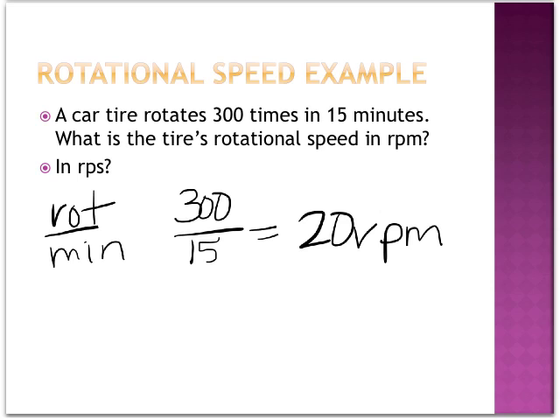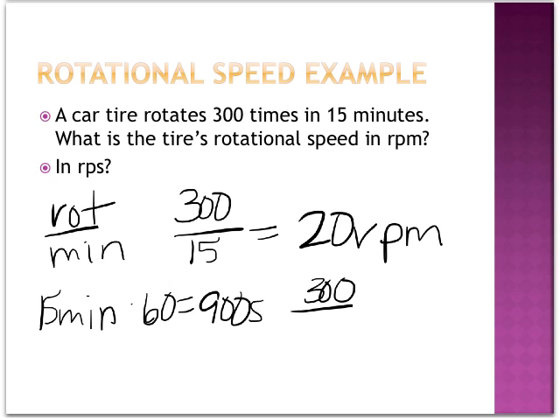Now, if you want to do that in rotations per second, all you have to do is take your 15 minutes, multiply by 60, and you get 900 seconds. So you're going to do 300 rotations divided by 900 seconds, and you're going to get 0.33 RPS. Okay? So RPM is rotations per minute, RPS is rotations per second.